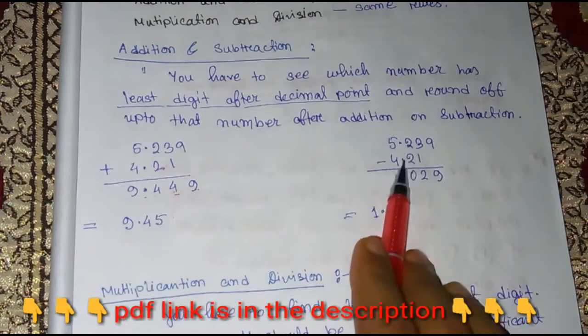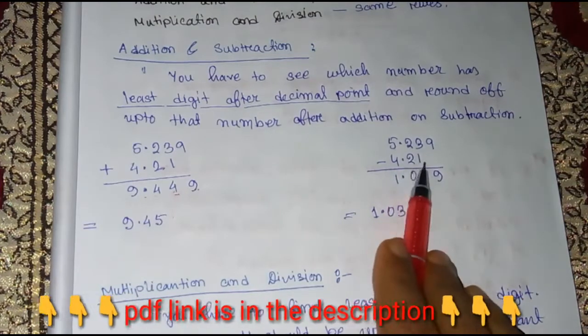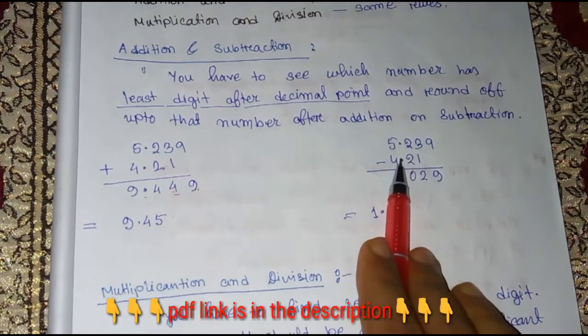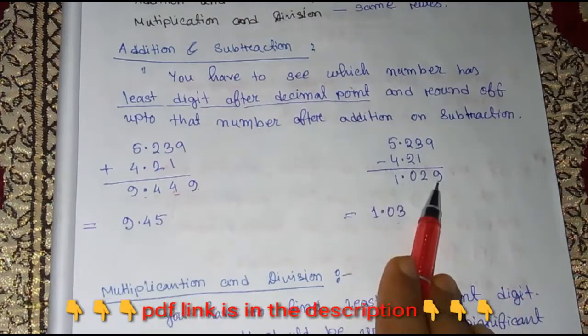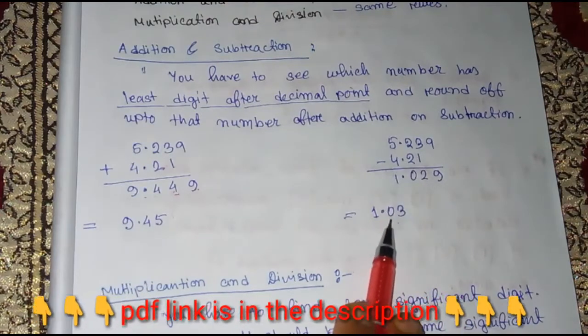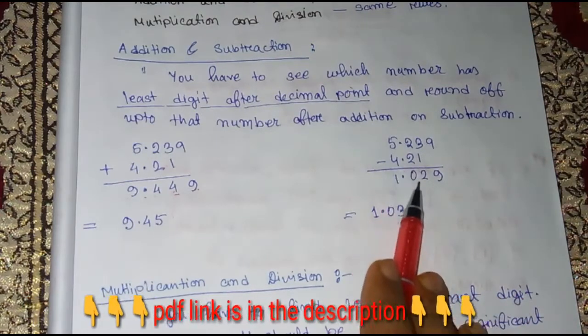So when you subtract from this value to this value, this one has fewer digits after the decimal point. Okay, so it comes like this. So we have to write 2 digits after the decimal point.